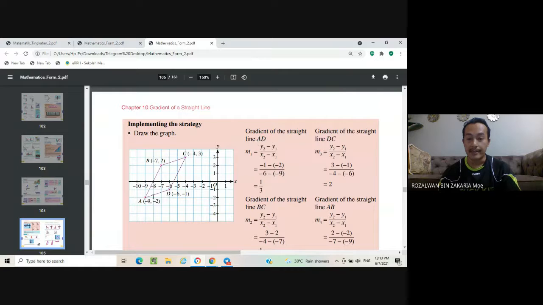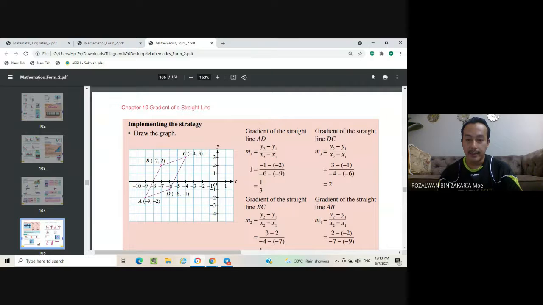So find the gradient of the straight line AD, using the formula m equals y2 minus y1 divided by x2 minus x1. Let's say the gradient of the line AD, you label it as m1. So it is equal to, y2 for the line AD. The first point is A, the second point is D. So the point D will become x2, y2. Look at point D: y2 is equal to minus 1.